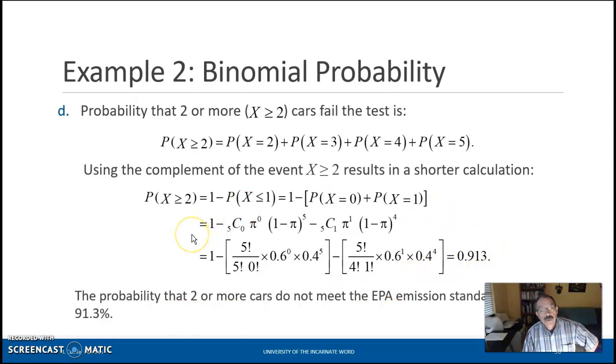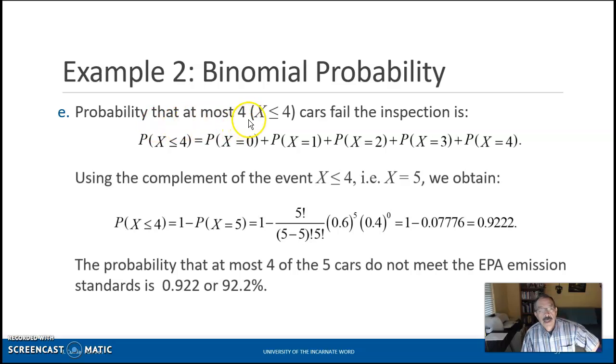All right, and now let's do the last part, part E. The probability that at most 4 cars fail the inspection, that is, the random variable is less than or equal to 4, is all the values of x from 0 to 4. So again, the random variable takes on the value of 0, 1, 2, 3, and 4, from the possible values of the random variable that go from 0 to 5. So this is excluding only 5. We can use the complement of x less than or equal to 4, which is x equal to 5. Then we have just a single calculation.